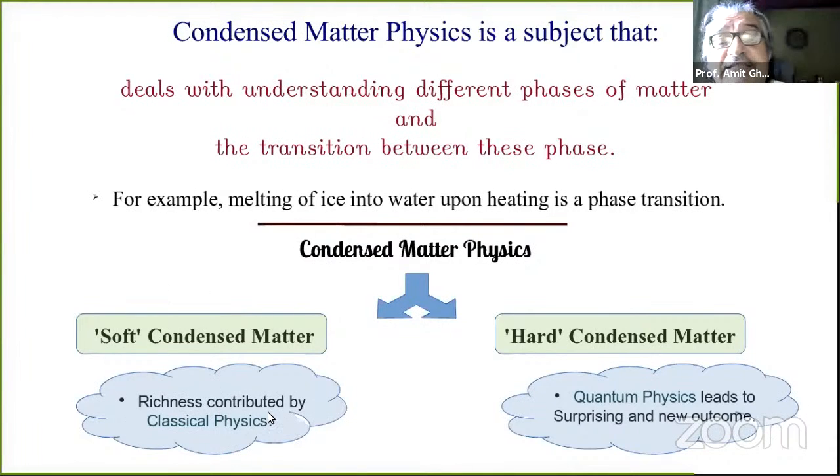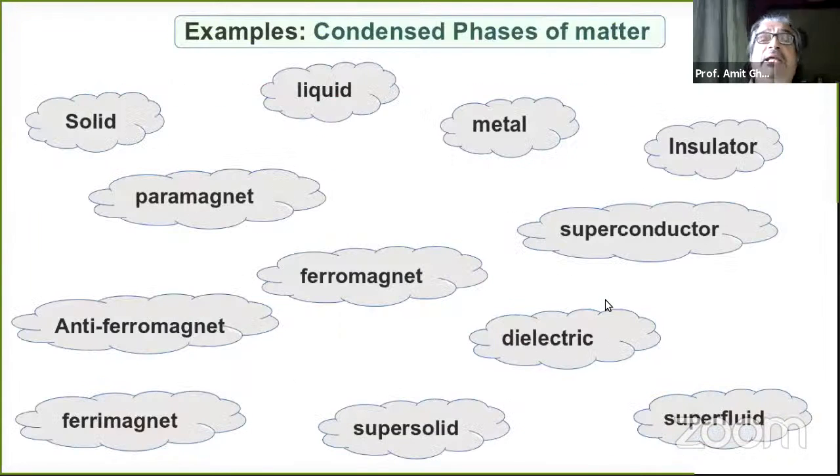So basically, the richness of the problem that you study is contributed by classical physics, thermal physics, you can also say it that way. Instead, hard condensed matter, it's not really very hard to work in this area. It's just the opposite of soft. So there's not too much meaning that one would like to associate with hard versus soft. But here the idea is that quantum physics instead of classical physics leads to the surprising and new outcomes from this particular area of condensed matter. Okay, so this is the way you want to classify, and there are many different phases that people deal with in condensed matter.